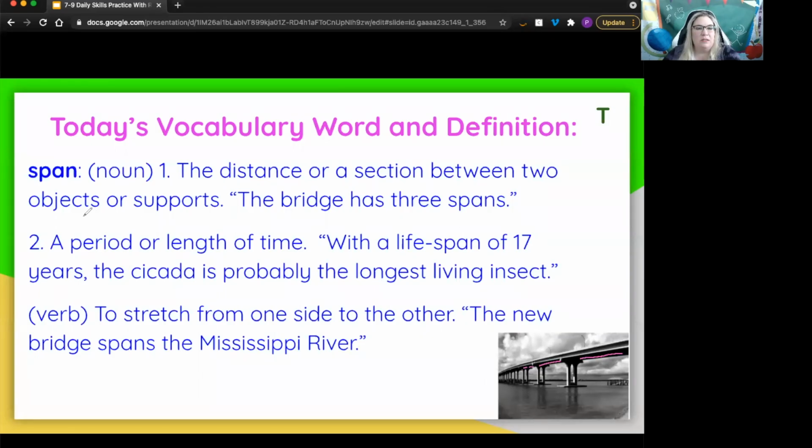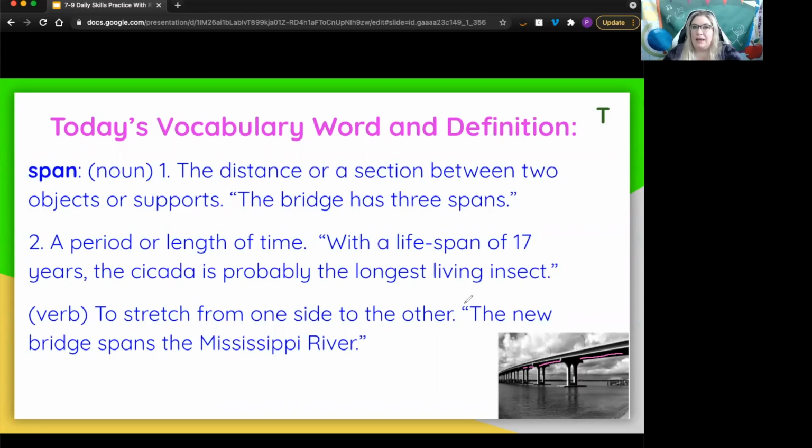Then we can also use it as a noun to describe a period or a length of time. With a lifespan of 17 years, the cicada is probably the longest living insect. So in this example, we're talking about how long the animal lives from the time it's born to the time that it dies.